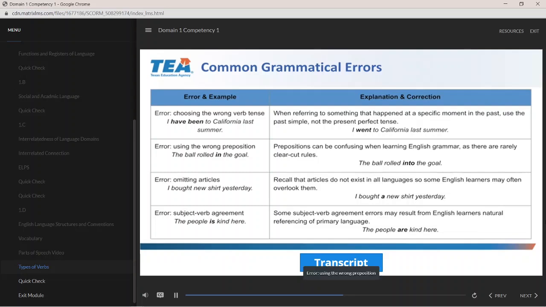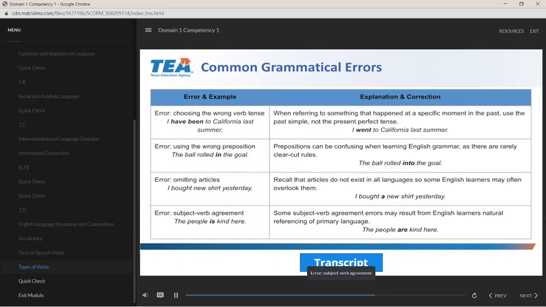Error: using the wrong preposition. Example: the ball rolled in the goal. Explanation: prepositions can be confusing when learning English grammar, as there are rarely clear-cut rules. Correction: the ball rolled into the goal. Error: omitting articles. Example: I bought new shirt yesterday. Explanation: recall that articles do not exist in all languages, so some English learners may often overlook them. Correction: I bought a new shirt yesterday.